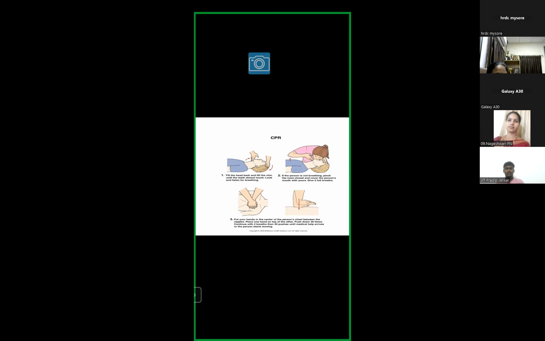CPR is an effective procedure when performed within the platinum 10 minutes, and this can be done by a first responder only, not at the hospital level. Don't assume that after a heart attack, if you take the casualty to the hospital within 1 hour, he will be alive.